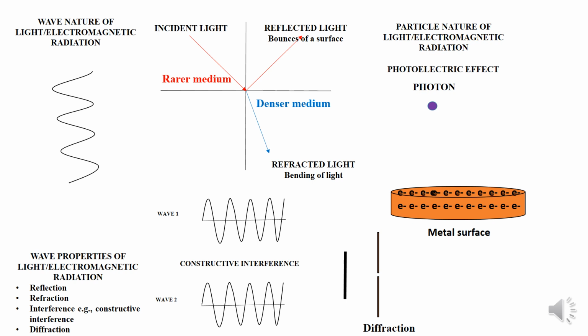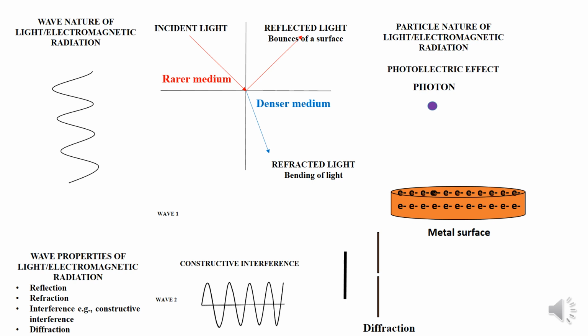Another important wave property of light is interference. When two waves combine or overlap, it results in either constructive interference or destructive interference. During constructive interference, the crests and troughs of the two waves align in phase, while in case of destructive interference, the two waves align out of phase.